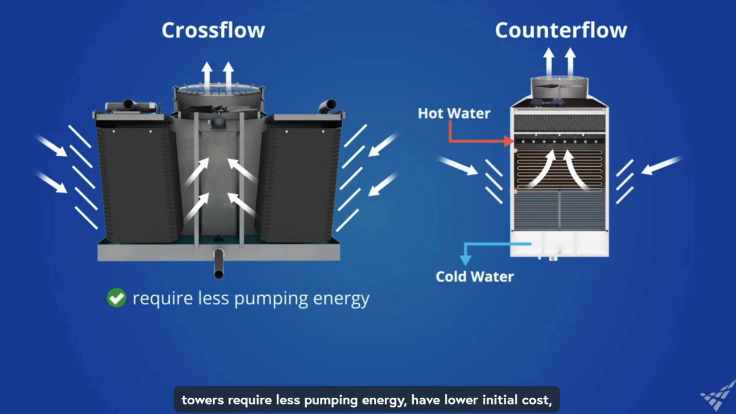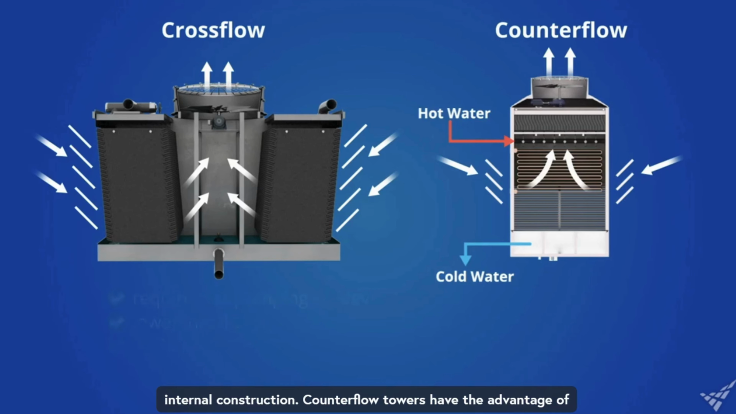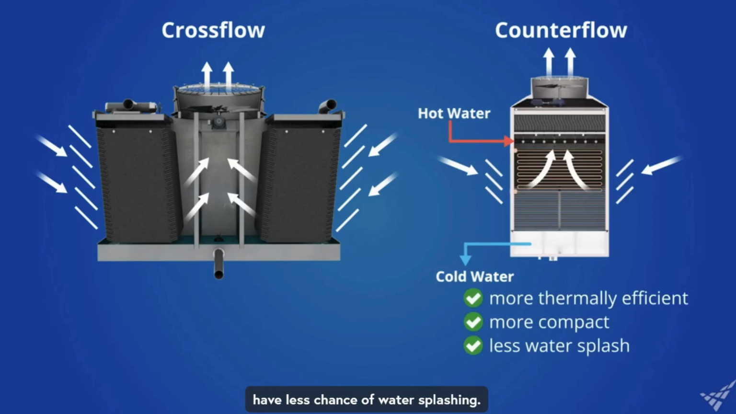Cross-flow towers require less pumping energy, have lower initial cost, and are easier to maintain than counterflow towers due to their internal construction. Counterflow towers have the advantage of being more thermally efficient, so they can be more compact and have less chance of water splashing.